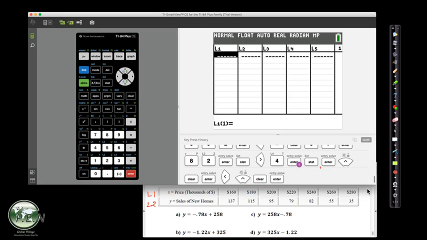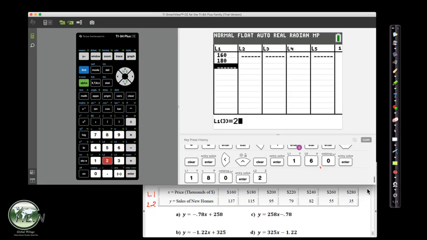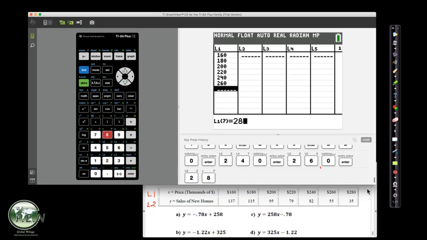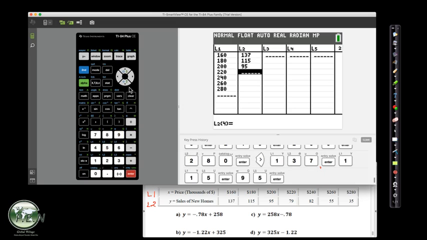So we'll enter in L1: 160, enter, 180, enter, 200, enter, 220, enter, 240, enter, 260, enter, 280, enter. And then we arrow over and we start putting in the y values. So 137, it's kind of like a player piano, it looks like. 115, 95, 79, 82, 55, and 35.